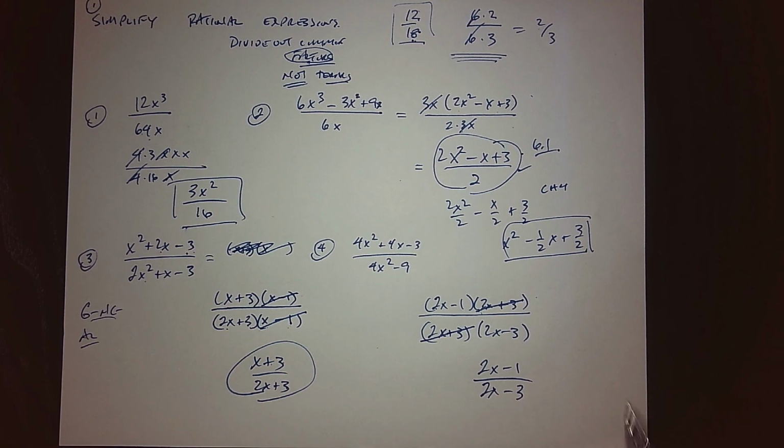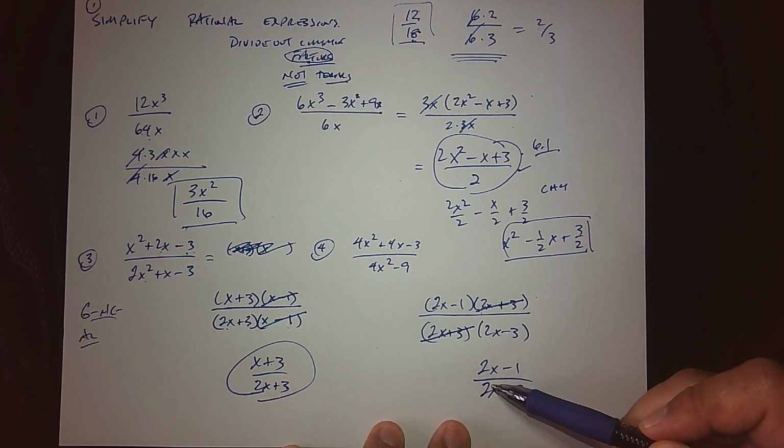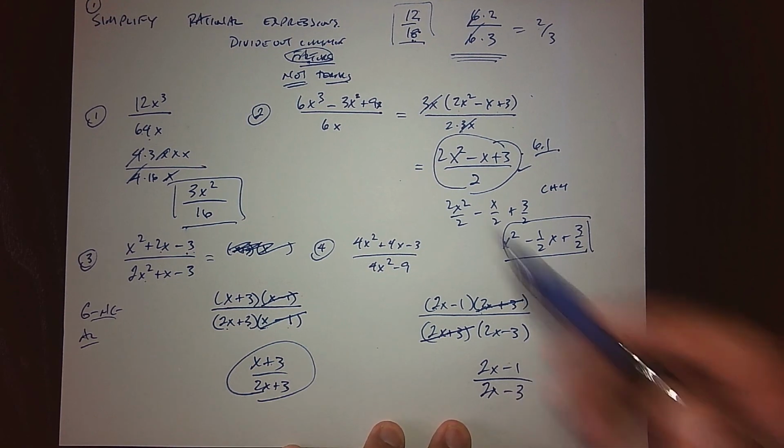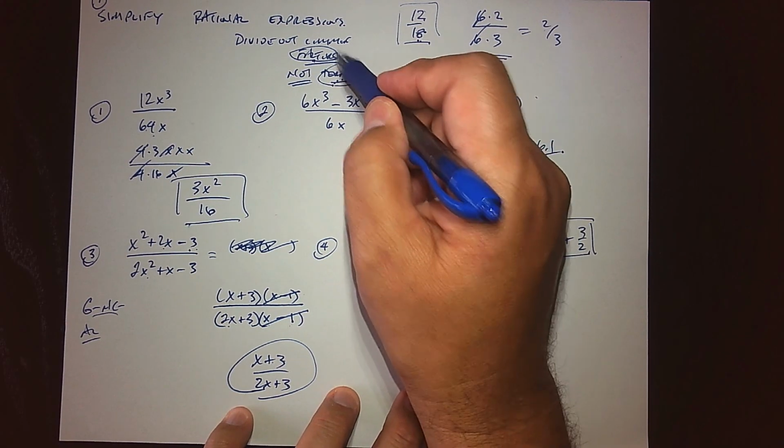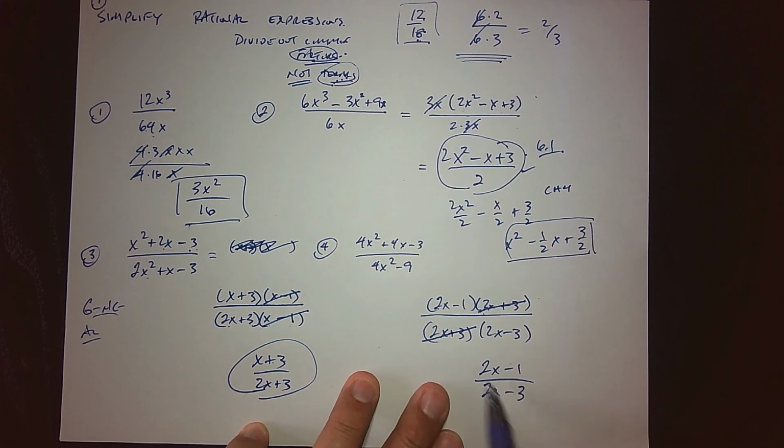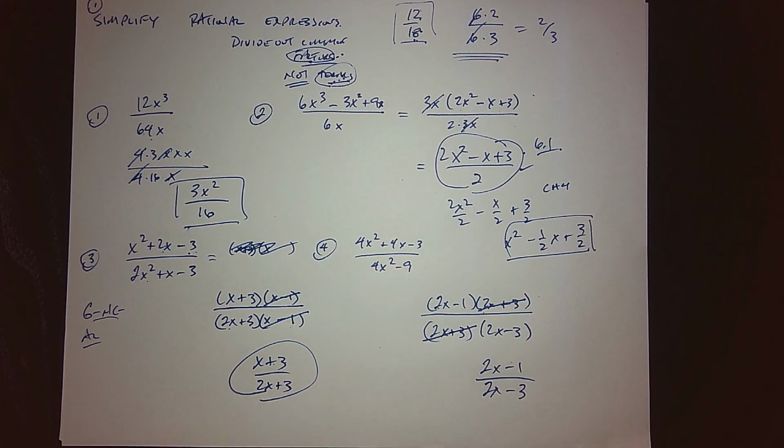And again, careful. Yes, the 2x's are the same, but because they're involved in a subtraction, they're terms. And we do not divide out common terms. We divide out common factors. And so because they're not involved in a product, those are no longer factors. So that's basically our answer.